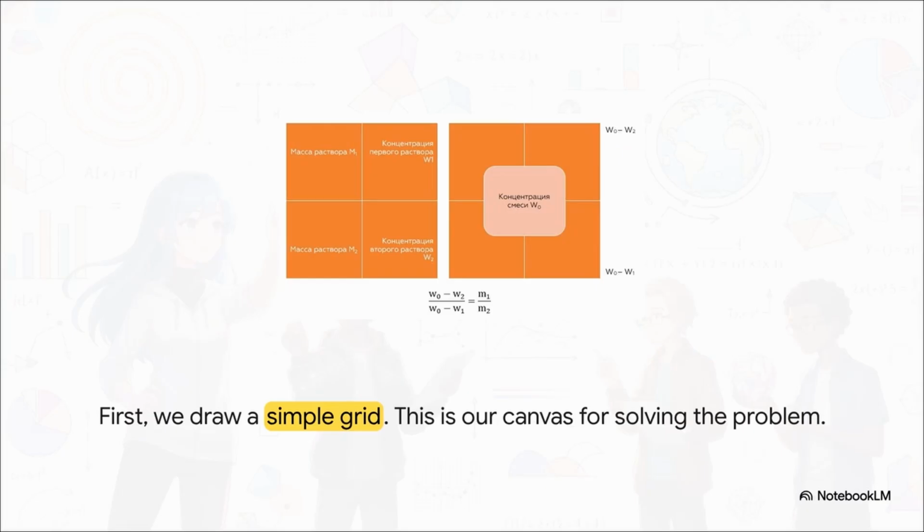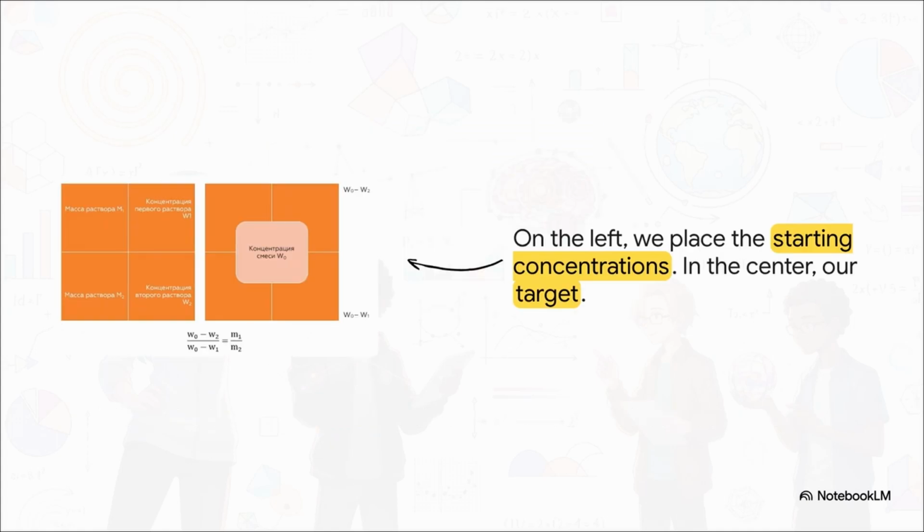Okay, here we go. First step, we just draw a simple grid, almost like a tic-tac-toe board. Think of this as our canvas. This is where the magic is about to happen. Now we just start plugging in our numbers. On the left-hand side, we put the concentrations of the two alloys we're starting with, so 15% and 65%. Then, right there in the middle, that's our goal. That's the concentration we're trying to end up with, 30%.